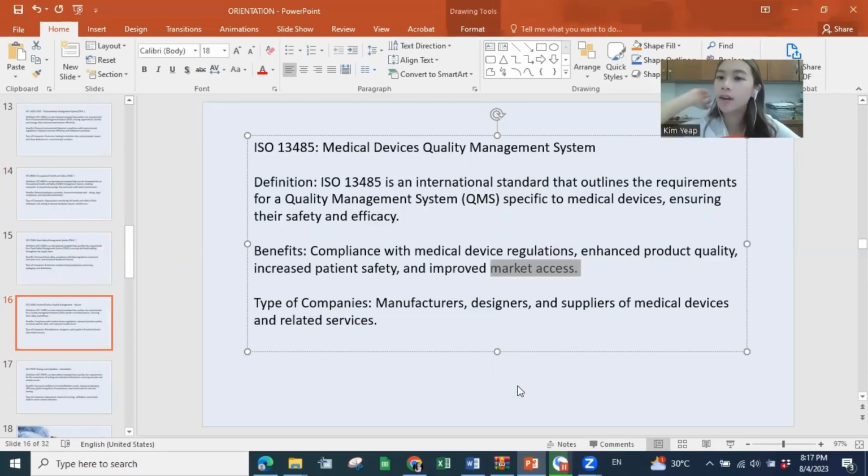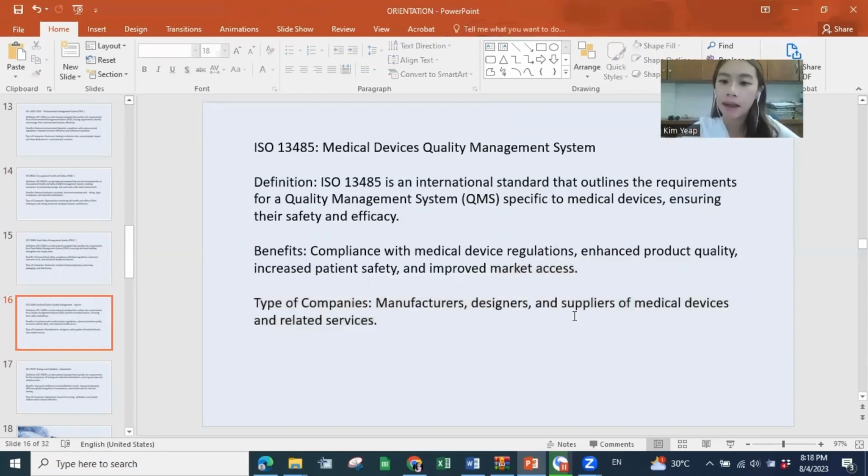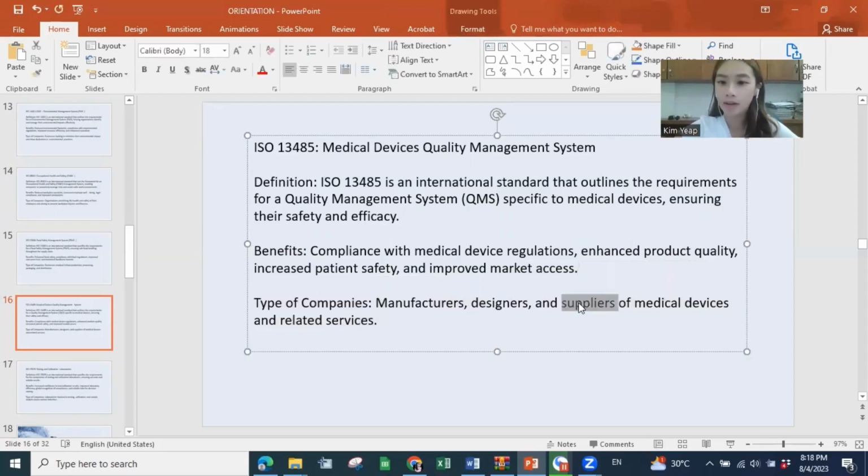If not, you cannot. You don't have the right to manufacture a medical device. You are at fault. So the type of company is the manufacturers of the medical device. But let me remove the suppliers over here, because suppliers have another standard to follow, which is not under ISO, that I'll be briefing you later.